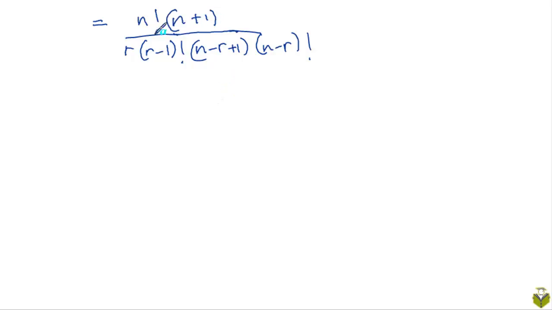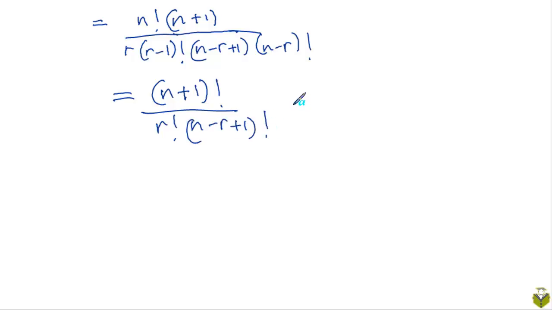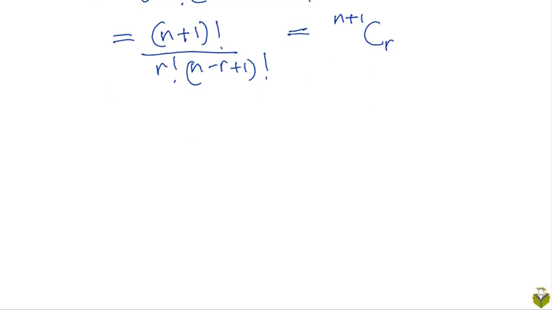We know that n plus 1 into n factorial is n plus 1 factorial, right? And here you have r and r minus 1 factorial, that is r factorial, and this is n minus r plus 1 factorial. So this is the same as n plus 1 Cr, right? Just apply the formula and you will get it. So we proved this, and now we'll do a small problem.